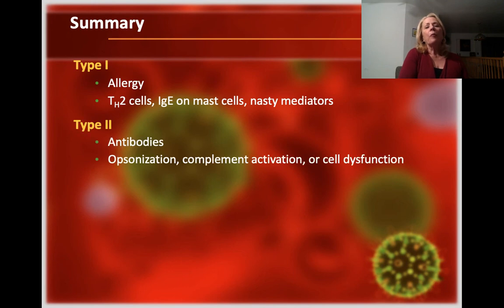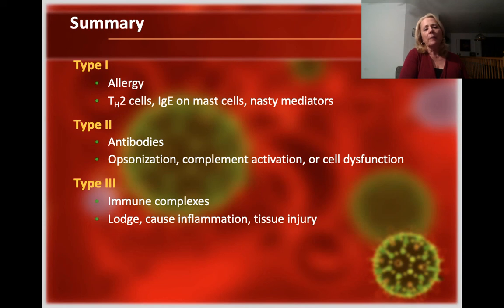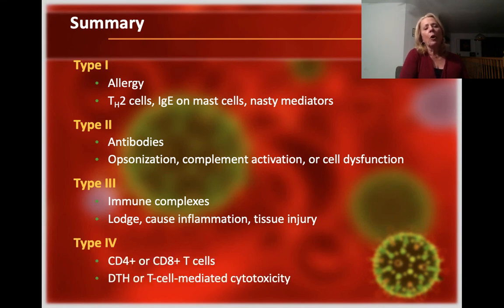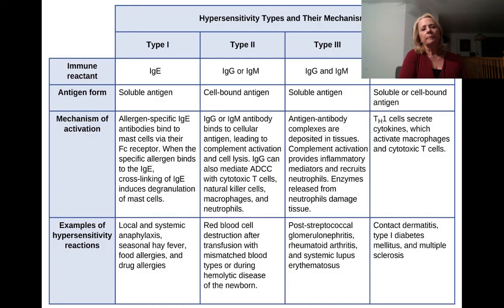Type 1, basically allergies, using IgE and mast cells. Type 2, these are antibodies that are activating. Type 3, you have the immune complexes. And type 4, you have the delayed hypersensitivity, which uses helper T cells and cytotoxic T cells. And here's just another chart that you can take a look at on your own time.